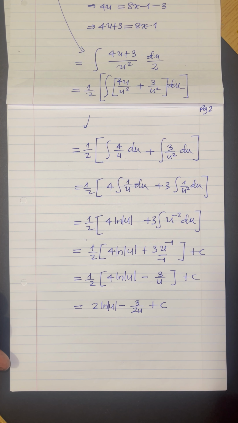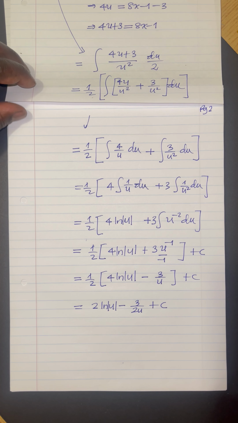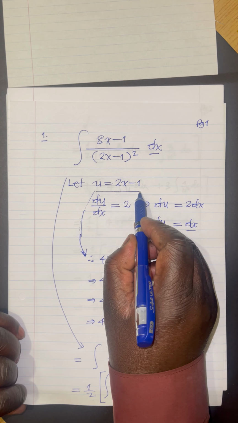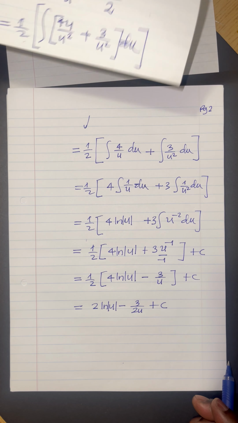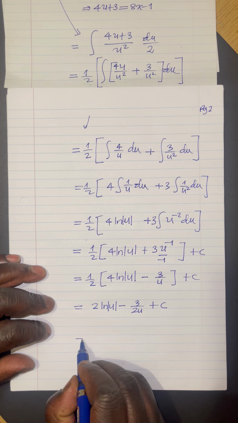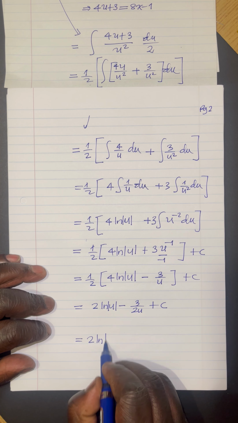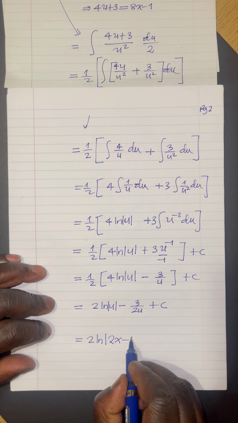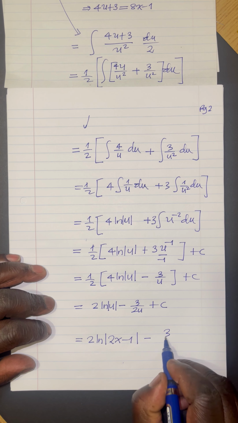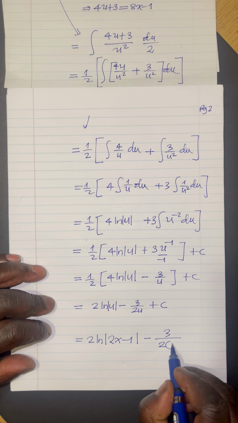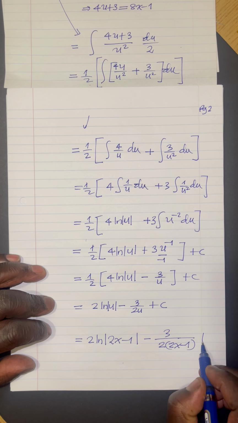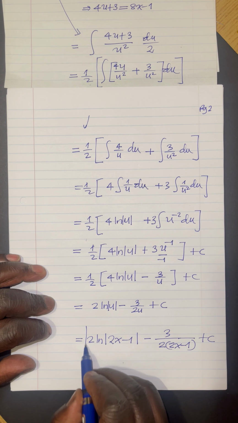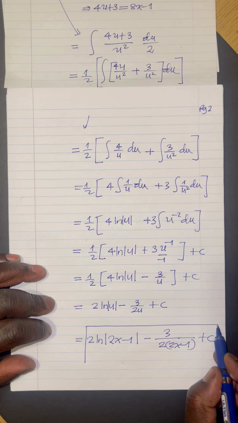But remember, our original variable is x and not u. What is the relationship between u and x? Here we go. There it is, u equals 2x minus 1. So where there is u, I must put 2x minus 1, and then I'm done. So this is going to be equal to 2 natural log of 2x minus 1, and then minus 3 all over 2, open brackets, 2x minus 1, and then I have to say plus c. So this is the final solution to integral number 1.